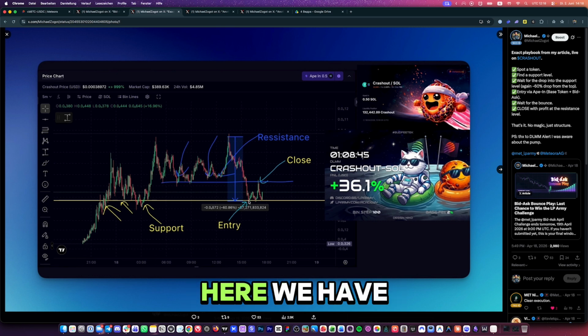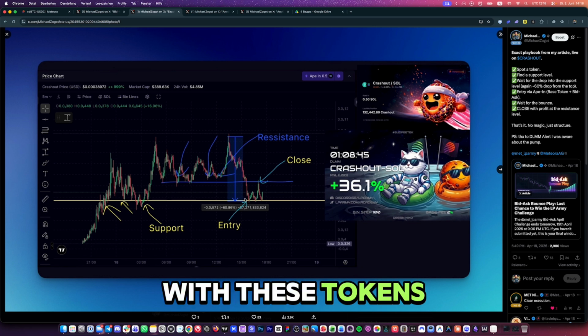So for example, here we have a support level where you can simply put a limit order, and when it gets executed you can create an LP position with the tokens you have bought with the limit order, and you were not LP with these tokens.